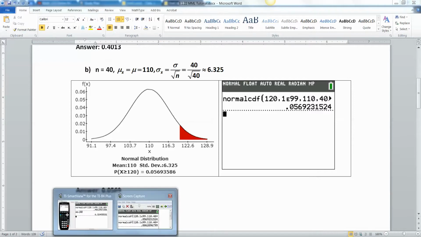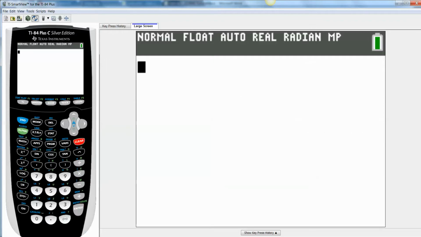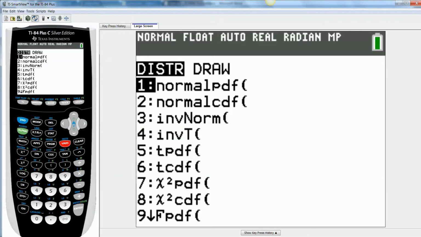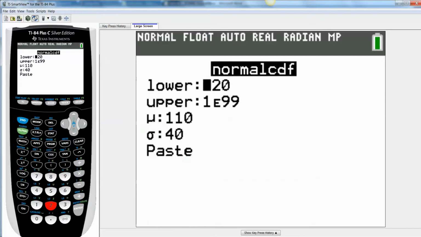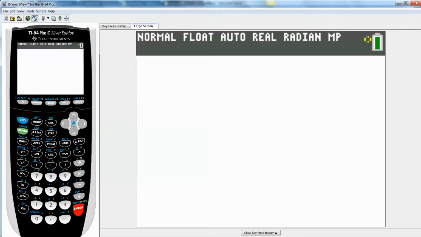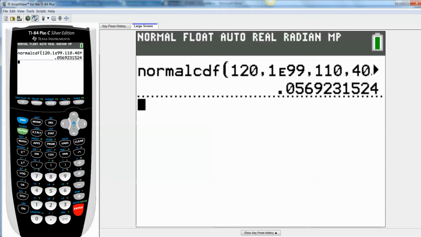Now, if you do it with a calculator, you have a couple ways to go. So I go second distribution, number 2. You can either just hit the number 2 or you can go down and press enter, either way. All right, 120 is still good, 1E99, everything's good, but here, now you could do 6.325, or you can actually type 40 divided by second square root 40. This will actually be more accurate. And then go to paste and press enter.